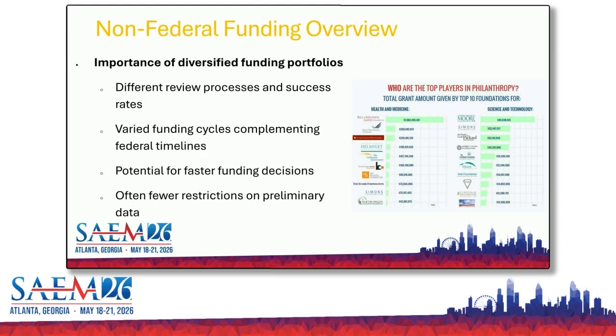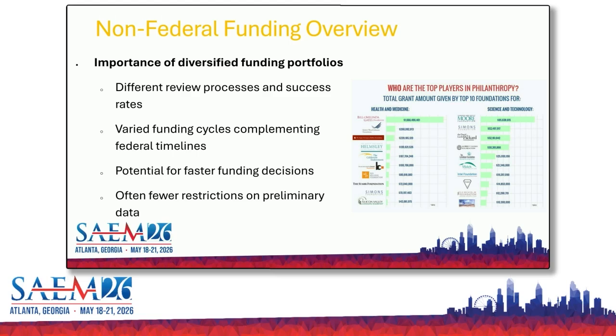Okay, the importance of diversifying. Again, I told you the issues with the NIH. There are different review processes and success rates are different. NIH has specific times when they have the RFAs out. But when you look at the other foundations, they have varying funding cycles. So throughout the year, you can find places who are accepting your applications. You don't have to wait only for 1 time or 2 times a year to be applying.